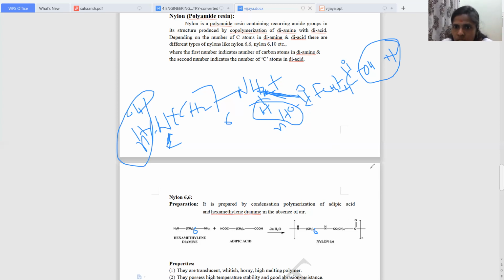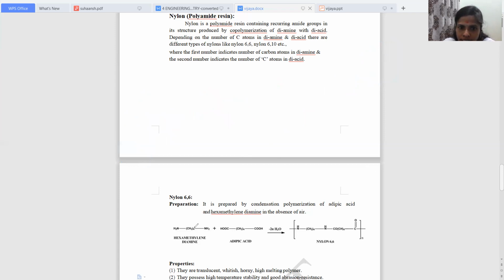CH2 taken 4, C double bond O. Yes, but here we are having the 6. Here we are having the 6. Remember that. Okay, so this is the preparation of nylon 6,6.